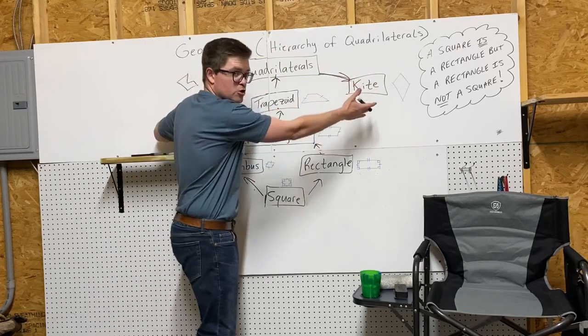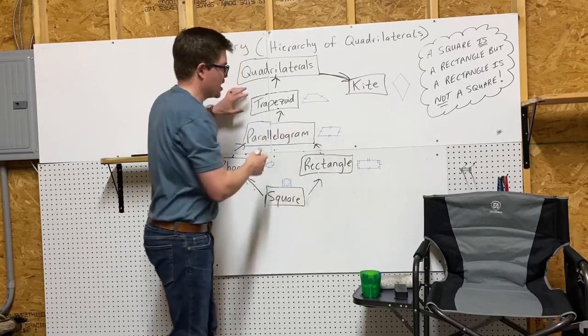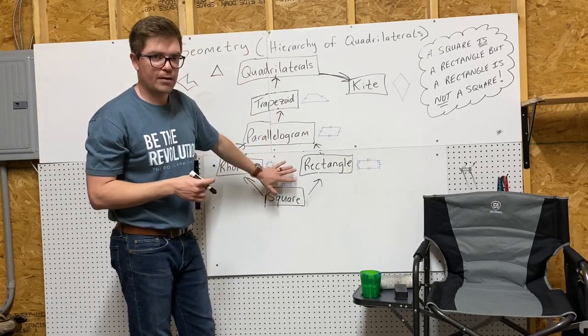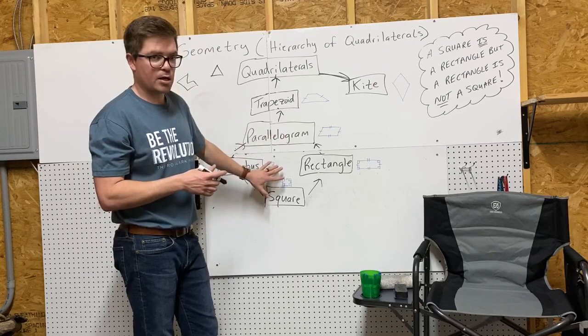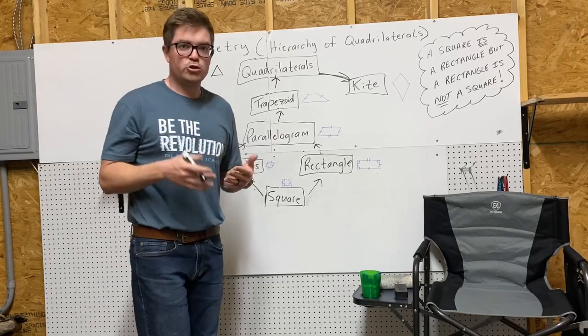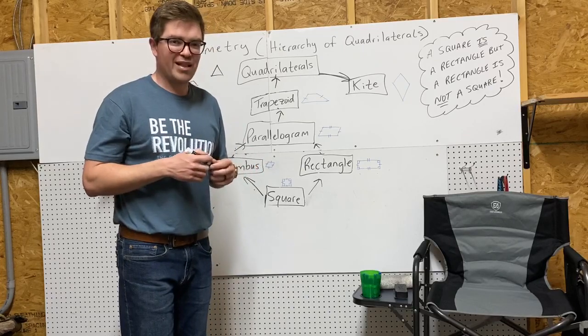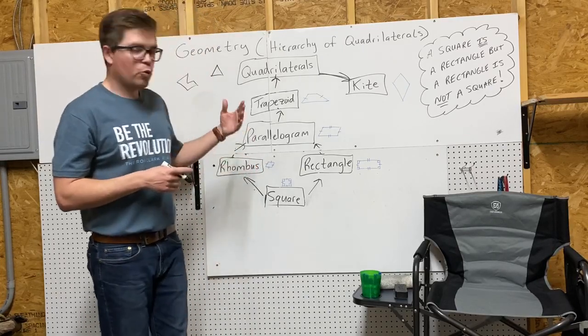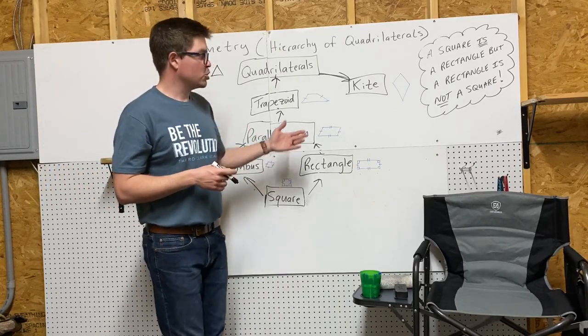So again, it's a quadrilateral because it has four sides, but it does not match the attributes of the other polygons and quadrilaterals on this hierarchy. Now, as you look at the hierarchy and you have any more questions, you can drop a comment under the video. I'll be glad to answer them for you.